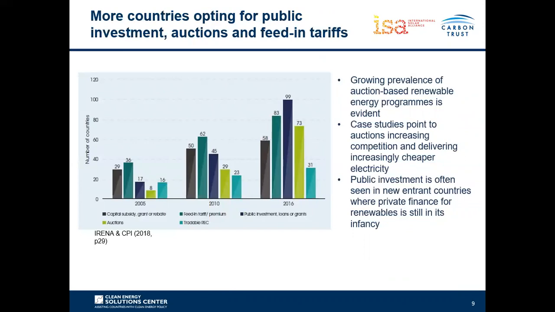An overview of the types of procurement mechanisms between the countries. We can see that since 2005, the increase in public investment in the form of loans and grants, which we'll look at later, auctions and feed-in tariffs or premiums has become the mainstreamed procurement mechanism around the world, with renewable energy certificates not increasing as dramatically as the other procurement mechanisms. So this is just to give an overview of how most countries procure their renewable energy across the world.